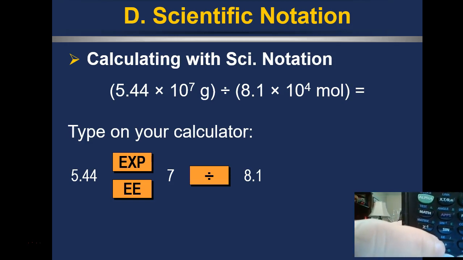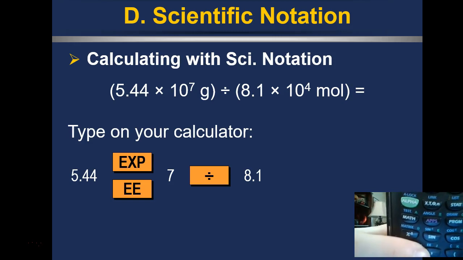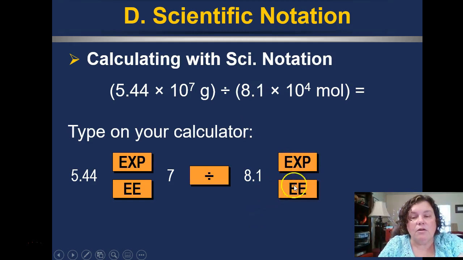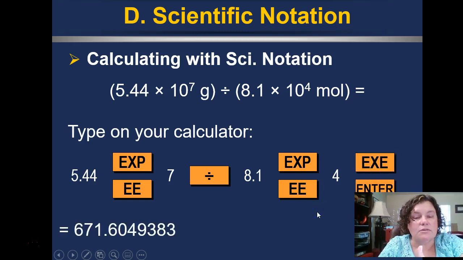So you may want to pause me and try to locate your EE key before you try to do these problems. When you do, you're going to key in the regular number, 5.44. You're going to hit your EXP or EE key. In my class, it's EE. And then you're only going to put in your exponent, because that's what the EE stands for, times 10 to the. Next, you put in the function that you're going to do, which is division. And then we're going to do our regular number, 8.1. We're going to hit the EE and only our exponent of 4. And then we're going to hit our equals or enter sign.